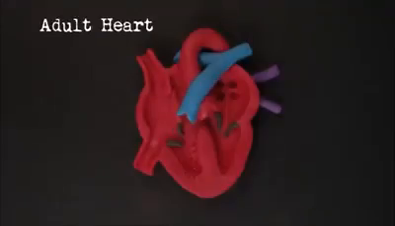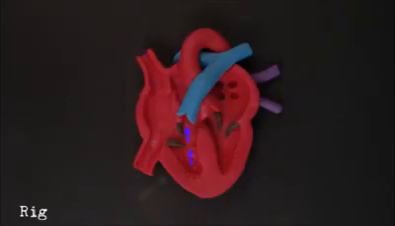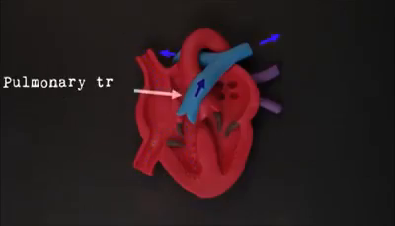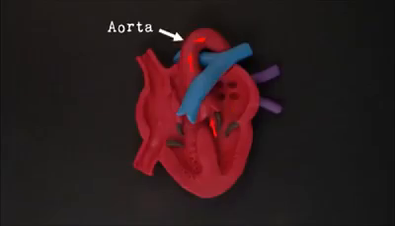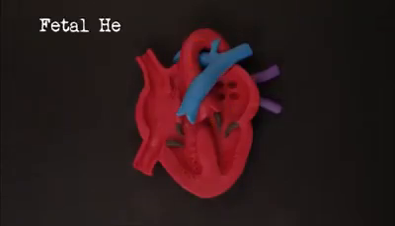Let's start with the structure of the adult heart. As you know, the heart is a pump, but more correctly it's two pumps, one pumping blood from the body to the lungs to be oxygenated, and the other pumping the oxygenated blood back to the body via the aorta. Now let's think about the fetal heart, which is essentially only one pump because the baby's lungs are offline.